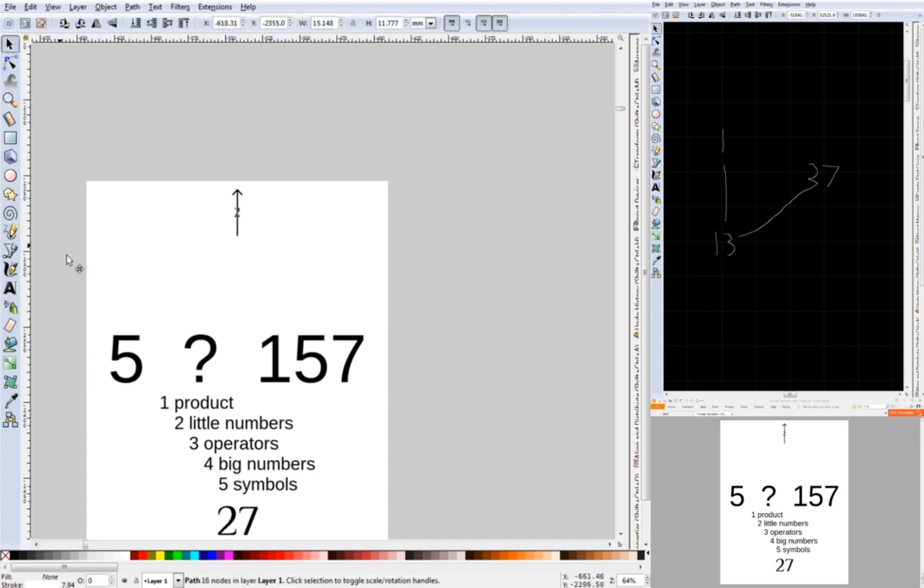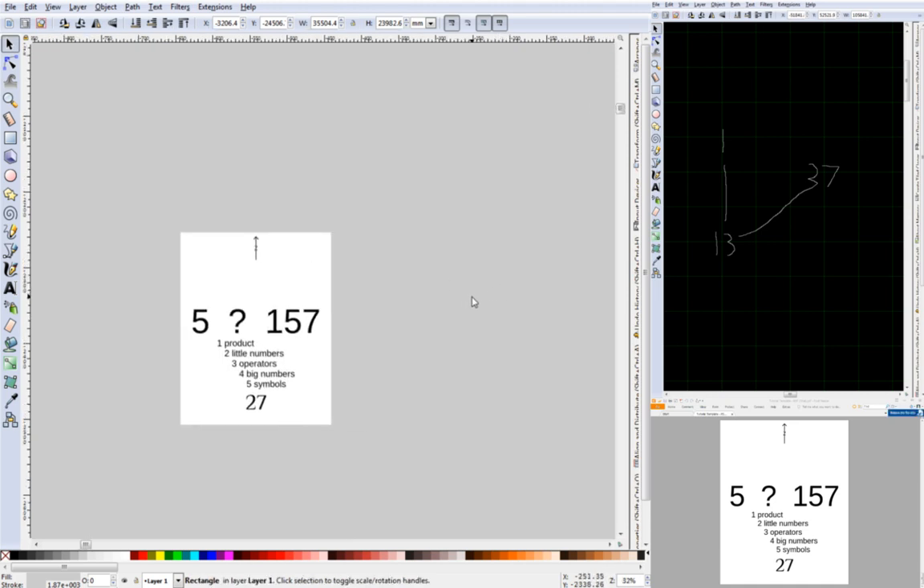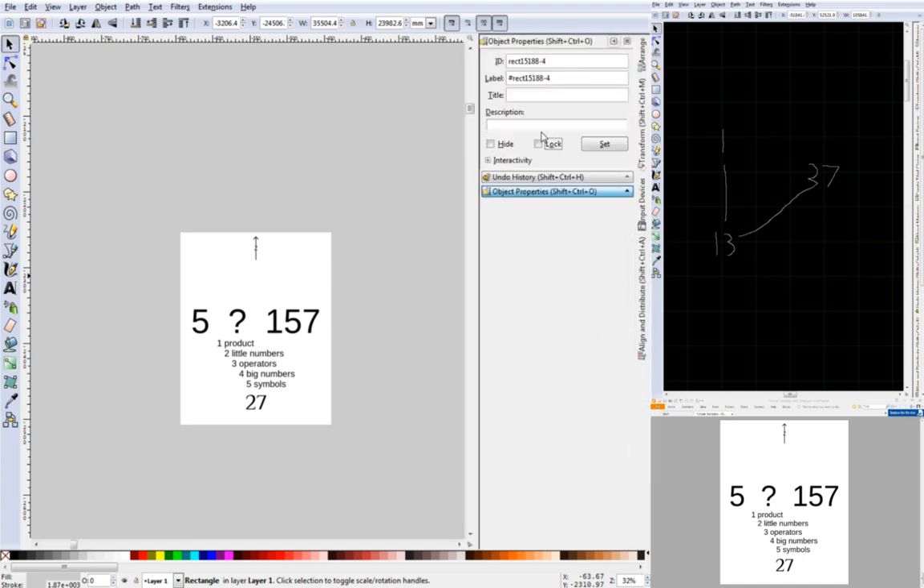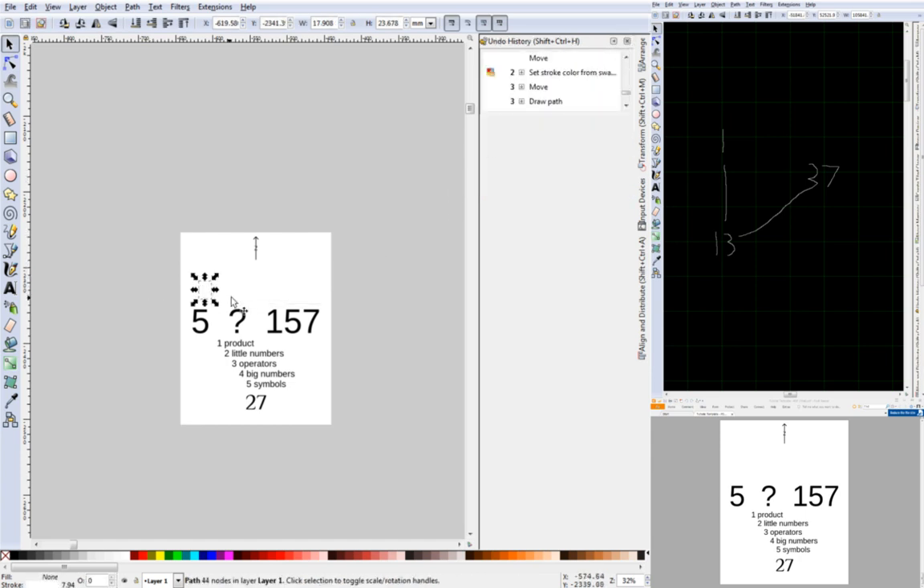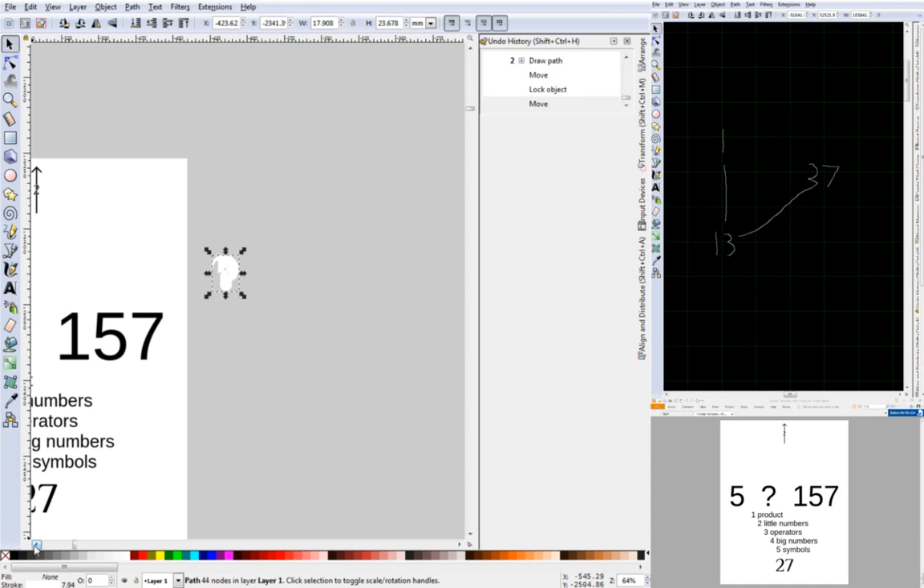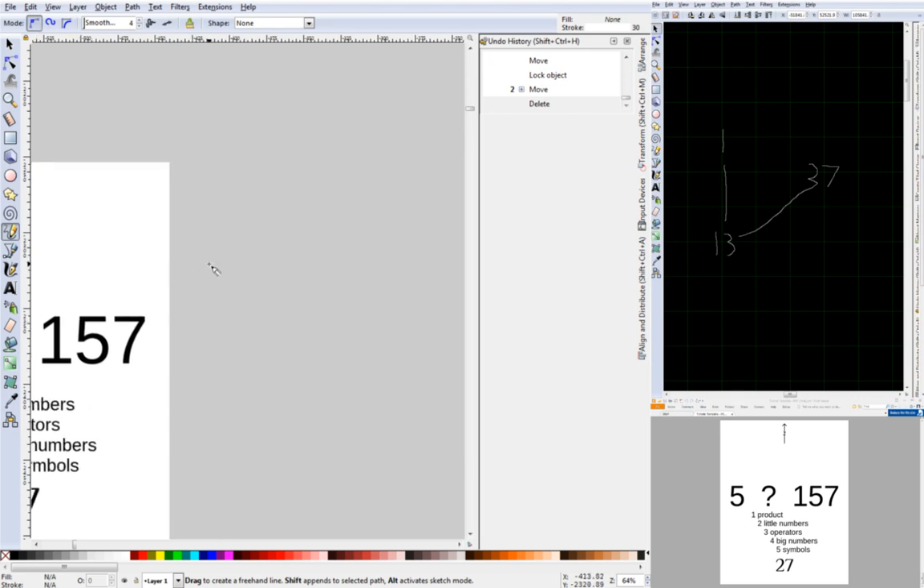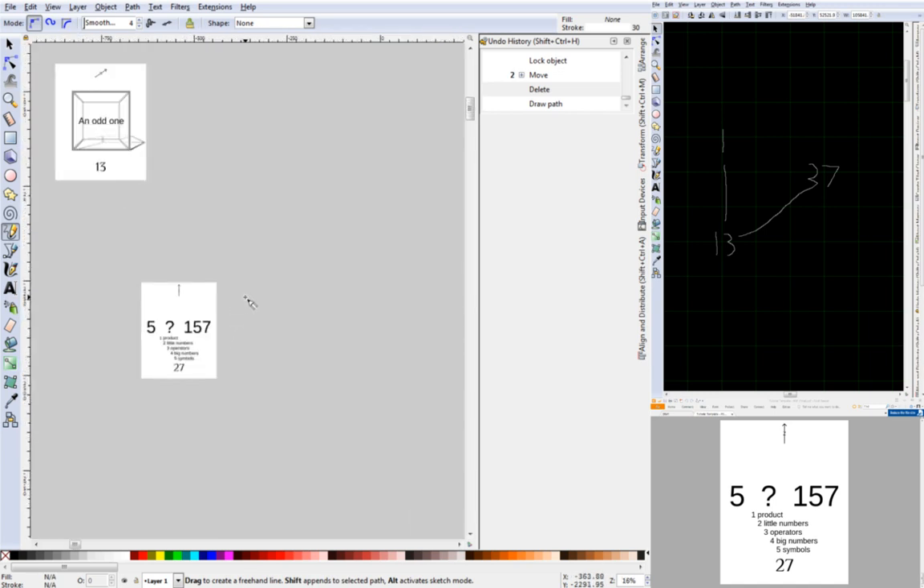Sorry, I'm just kind of like, oh. Okay. I'm just gonna try to lock this, make it easier for me to edit. I'm just gonna leave that there. Not yet. I think we're just gonna zoom out a bit.